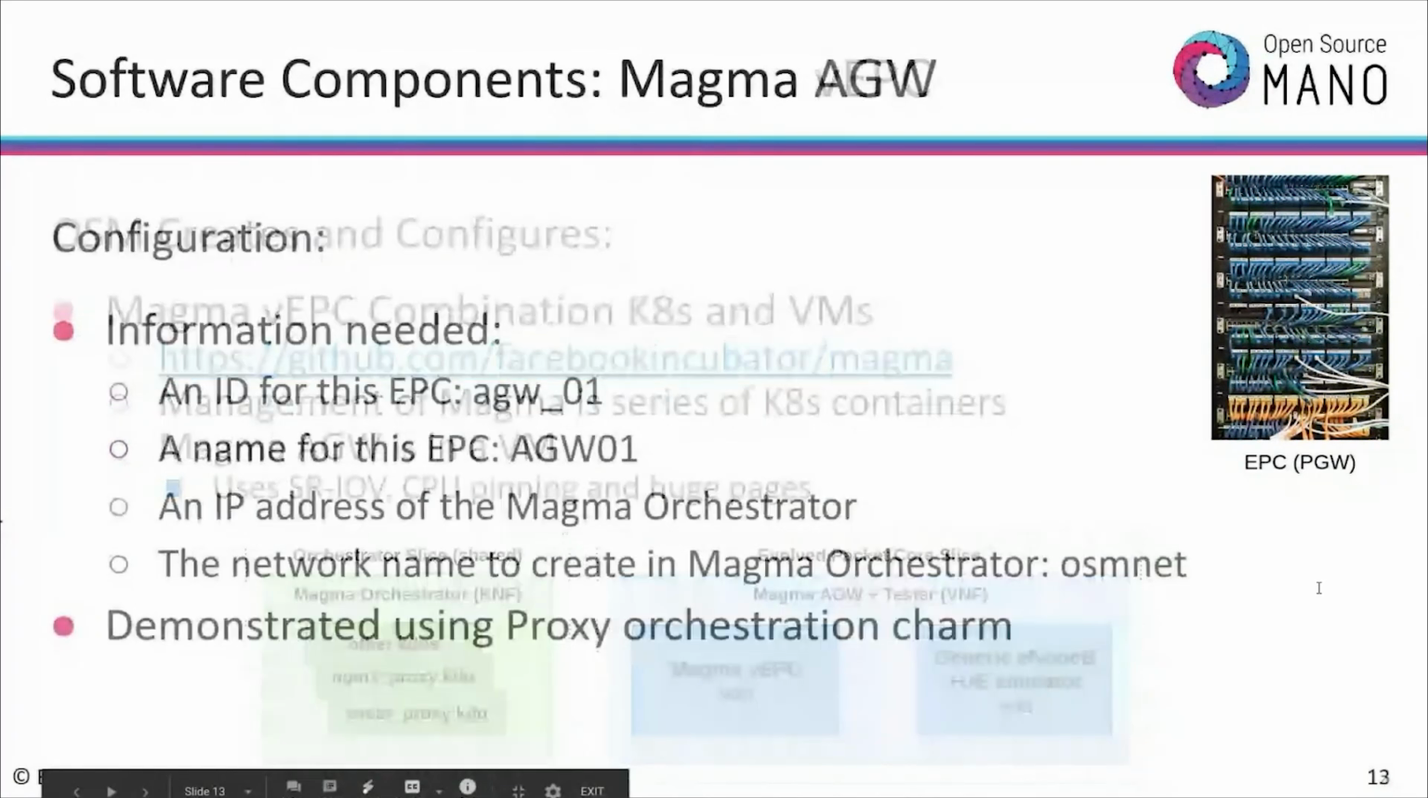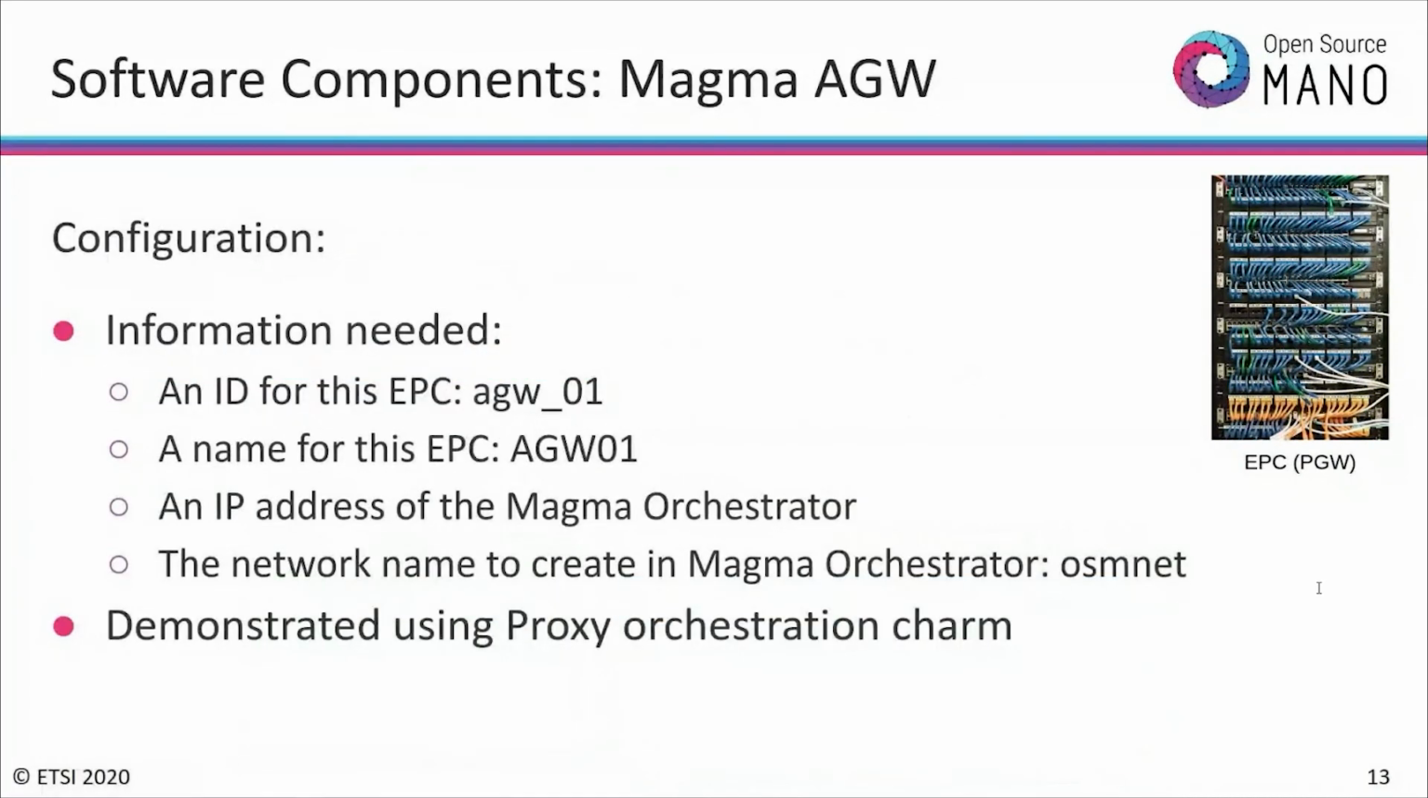So the Magma Access Gateway is going to need to have some information. When it registers itself with the Magma orchestrator, it has to have an ID and a name. It also needs to know where that Magma orchestrator is, and it's going to be creating a network name for itself inside of the Magma orchestrator. This is easy information that we're going to be giving into the orchestration engine, and we're going to be demonstrating this using a proxy orchestration charm.